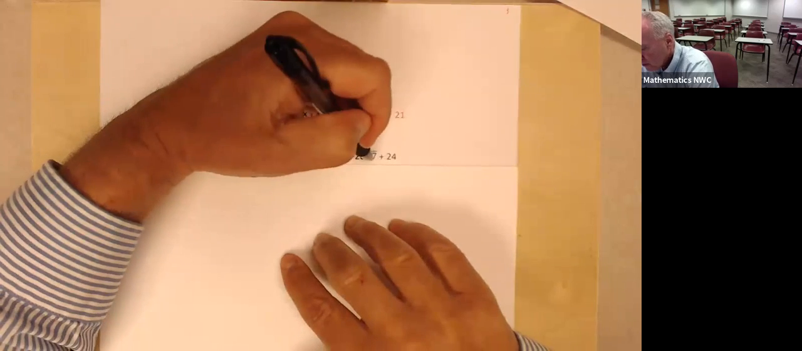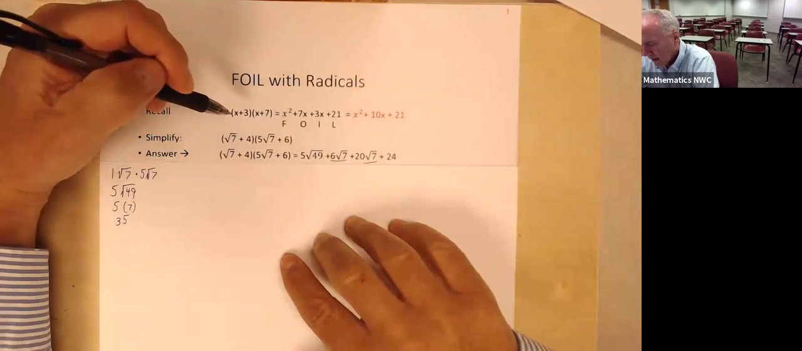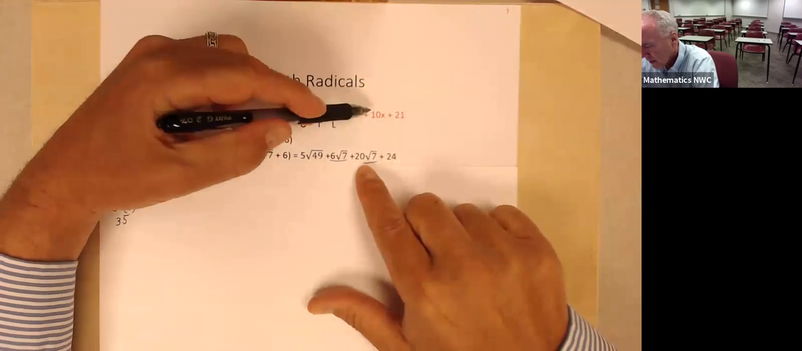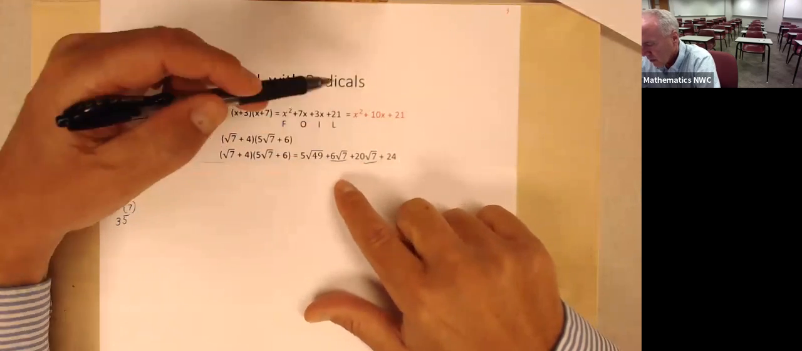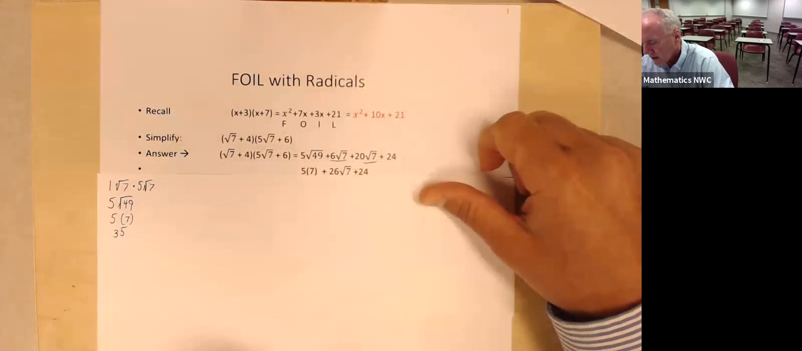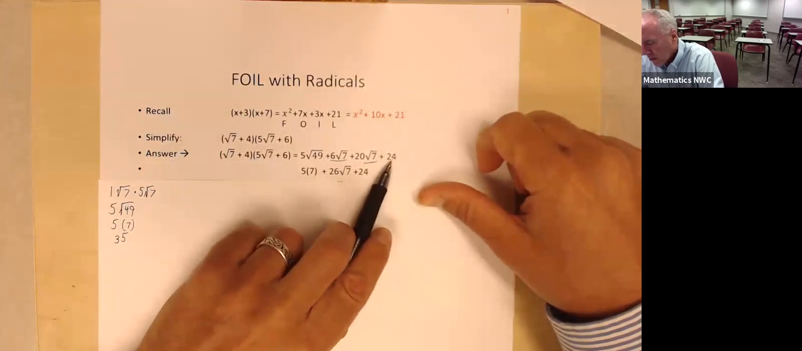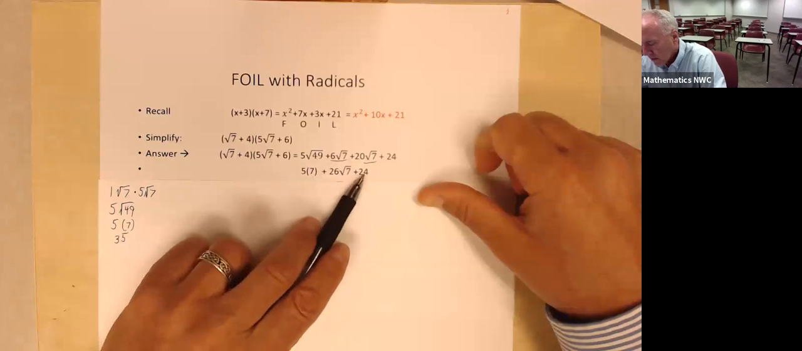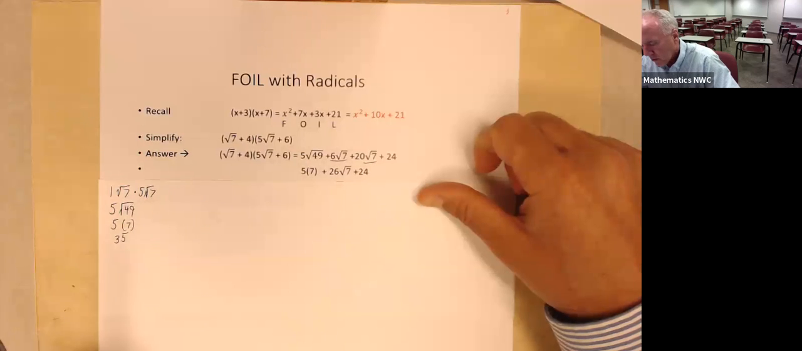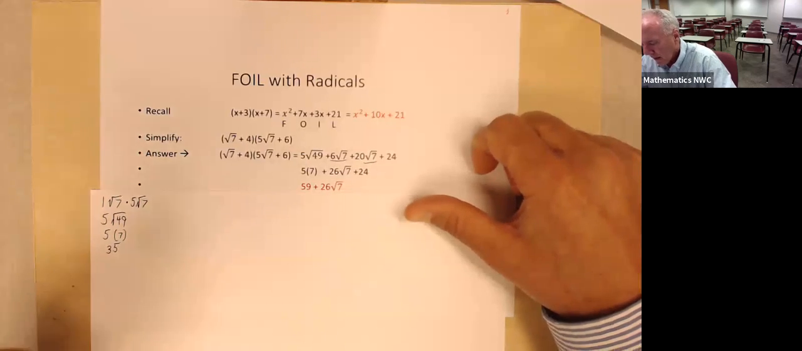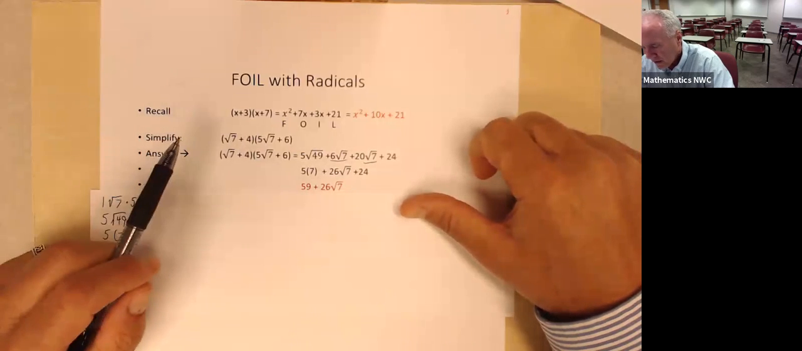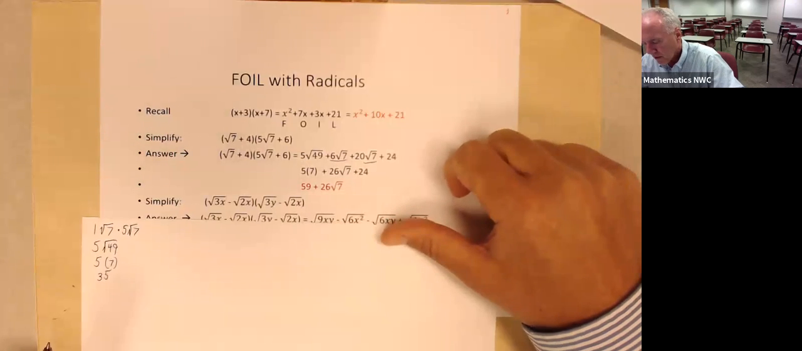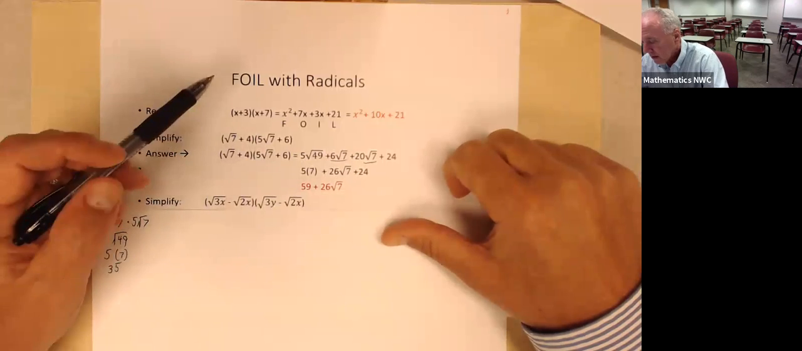Do you see that these two are like terms? They can be added together. 6 plus 20 gives you 26, just like 7 plus 3 up here gave me 10. But now also the 24 and the 5 times 7, there's no radicals in those, so 35 can be added to 24, giving me my final answer, 59 plus 26 radical 7. That's an example of a FOIL distribution. This one is really no different.